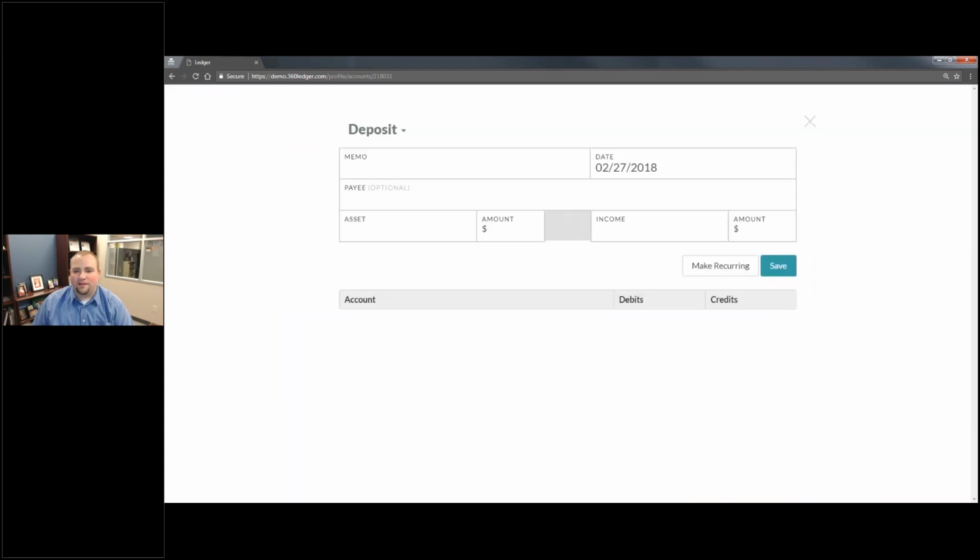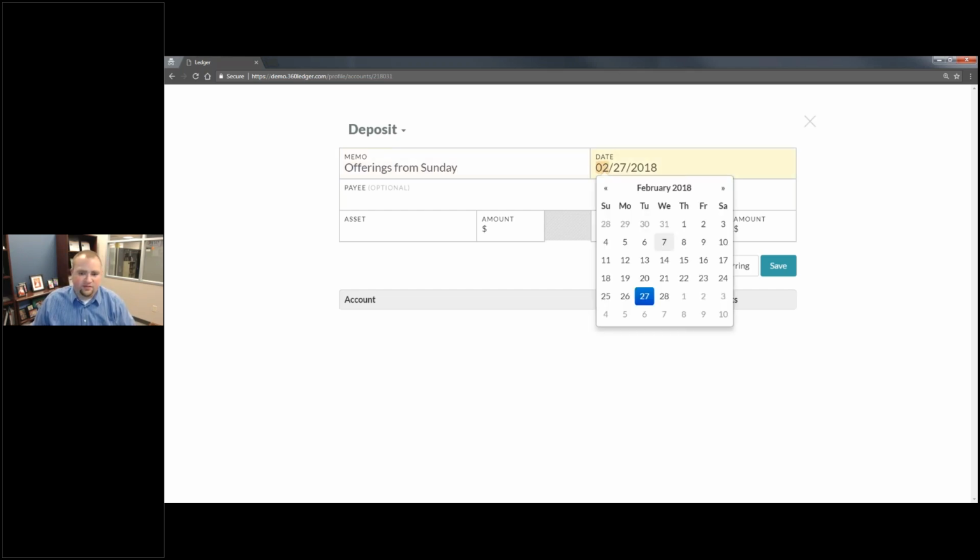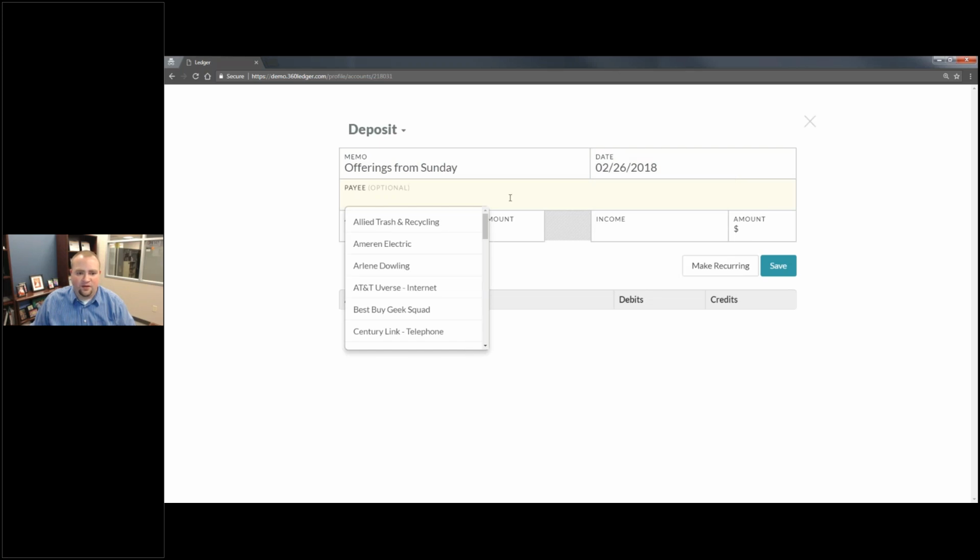We're going to do a deposit. So let's say we got offerings that we're going to put in the bank account. All right, so I'm going to put in offerings from Sunday. And today's Tuesday. Let's say that this was actually done on Monday. I'll put that in there. There is no payee because it was from several people.